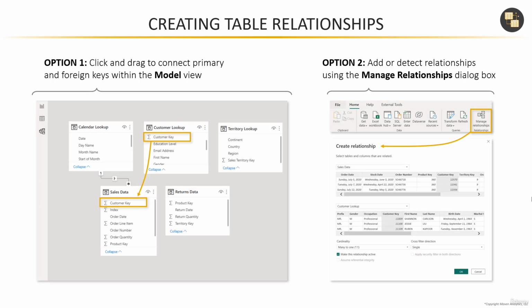The second option is to launch the Manage Relationships dialog box, and this is actually going to show you small previews of each of the tables that you're connecting, which can be helpful if you're a little bit less familiar with the data or the model that you're working with. So with that, let's roll up our sleeves, jump into our AdventureWorks report in Power BI, and start creating some relationships.